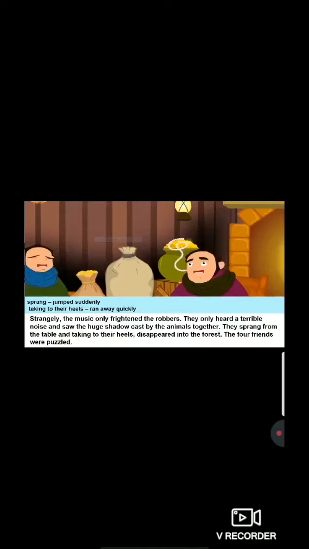After hearing the sound which the four musicians had made, the four animals, they had made some music, but it was not music, it was a terrible sound. By hearing this sound, the robbers were frightened. Means the robbers got scared and ran away from the house. They disappeared into the forest. Now what happened after that? The four friends, the donkey, dog, cat and cock, were puzzled. Puzzled means they were just thinking, was our song good or bad? Like that, they were puzzled.